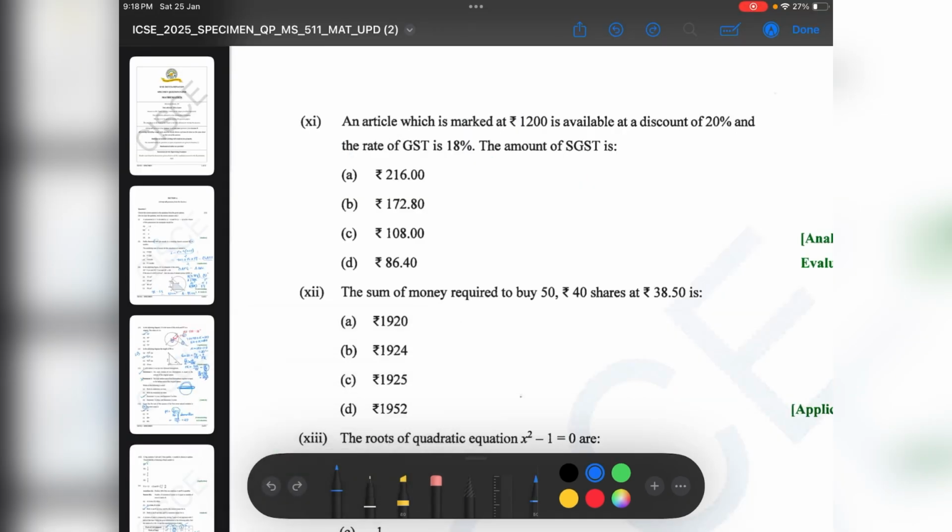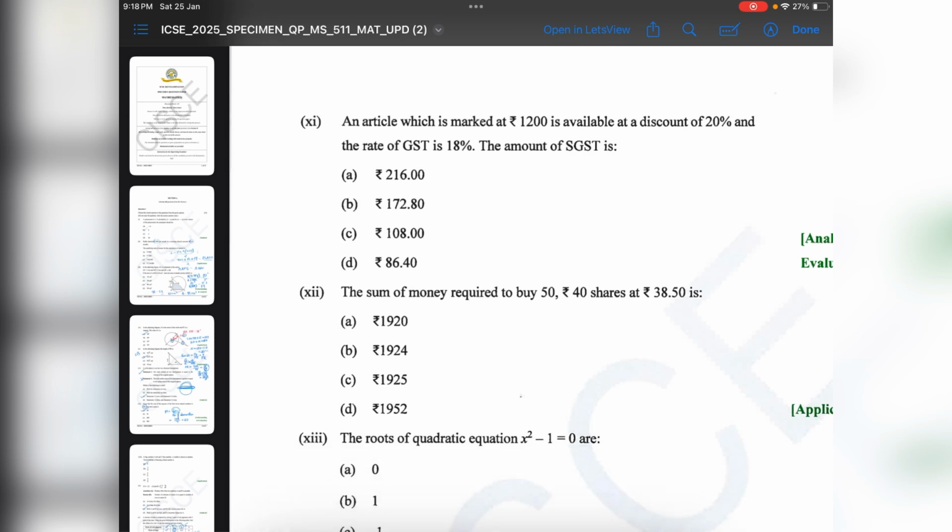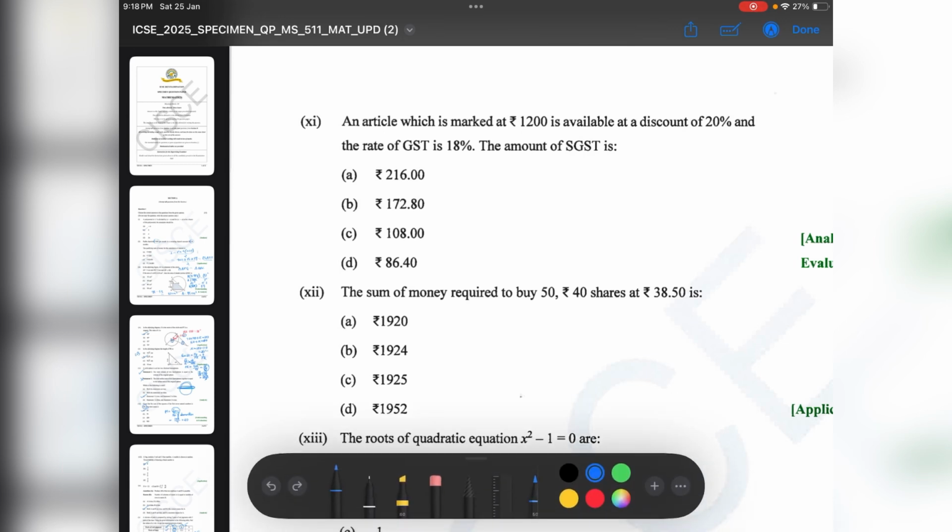Okay, it is very simple. Here this is your marked price. Marked price means your price. And the GST is 18%. Now this is state GST. S means state. Always remember, make 18% half: 9% is for state and 9% is for central. So we are only going to take 9% of it. Now the question is, what is the GST amount here? So we have to calculate 9% of 1200. So what will it be?